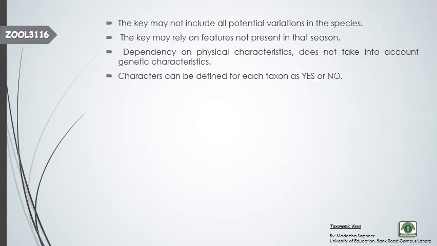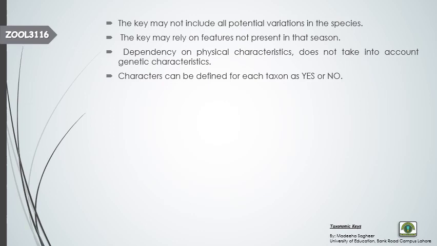The key may not include all variations in the species. Sometimes the characteristics are given, but there are many physical variations present in specimens of the same species. So it will lead to a wrong identification. Variations will lead to wrong identification while using keys.